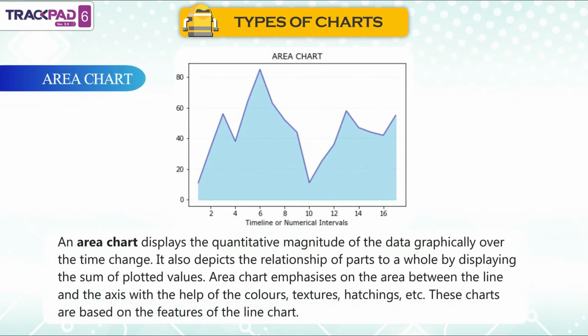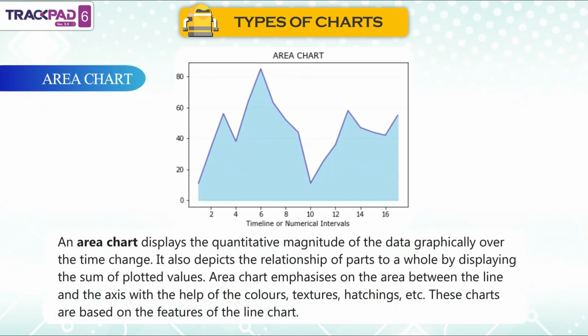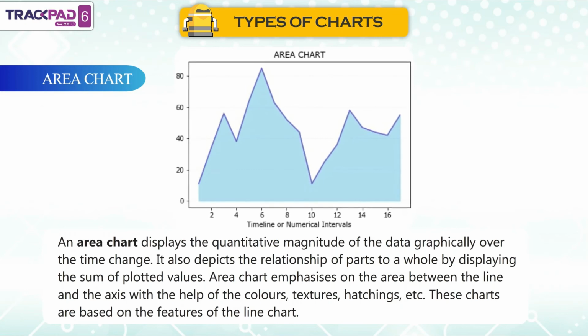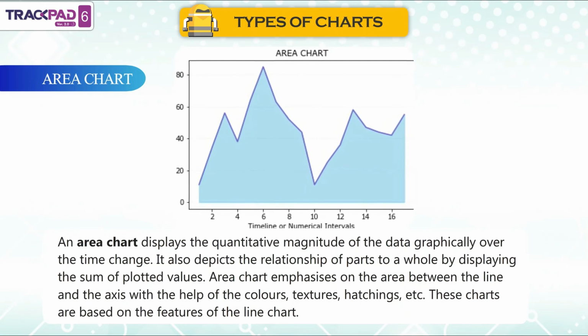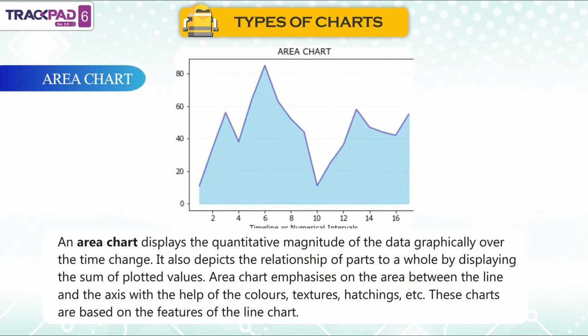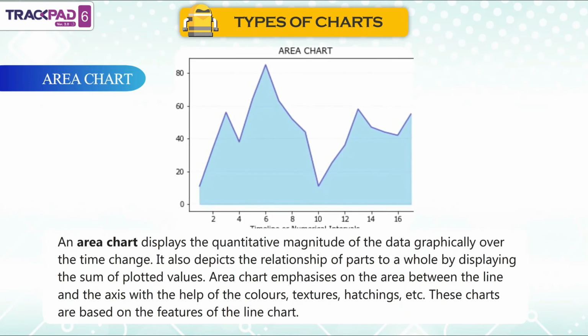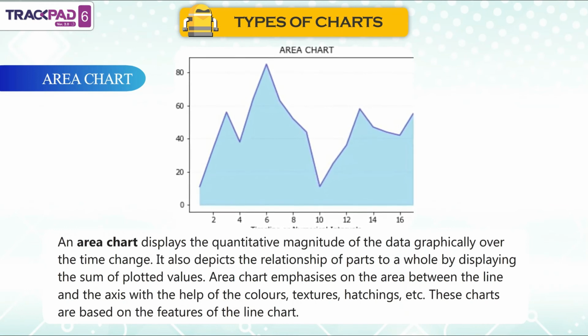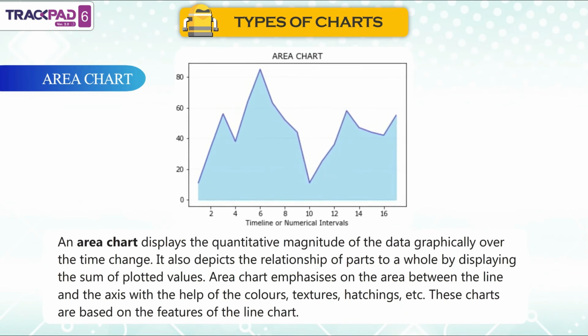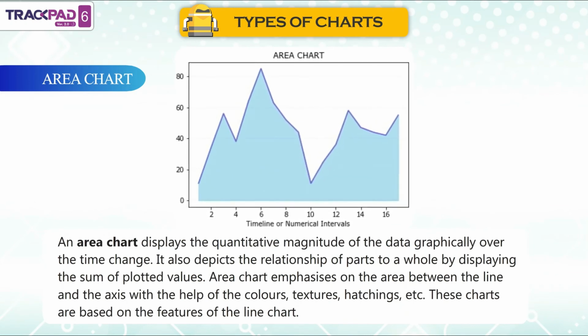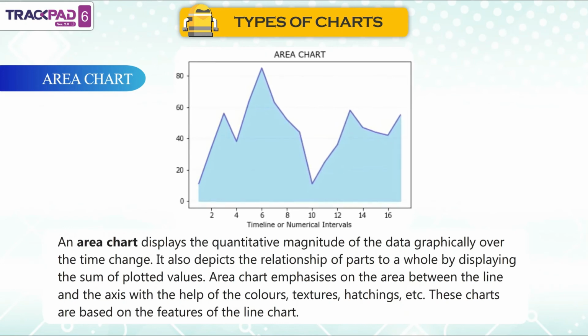Area chart. An area chart displays the quantitative magnitude of the data graphically over the time change. It also depicts the relationship of parts to a whole by displaying the sum of plotted values. Area chart emphasizes the area between the line and the axis with the help of colors, textures, hatchings, etc. These charts are based on the features of the line chart.